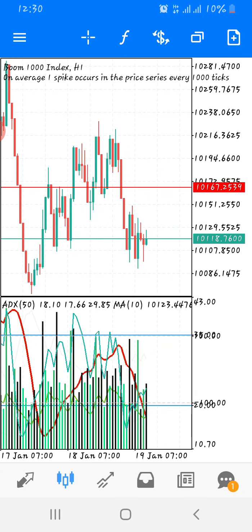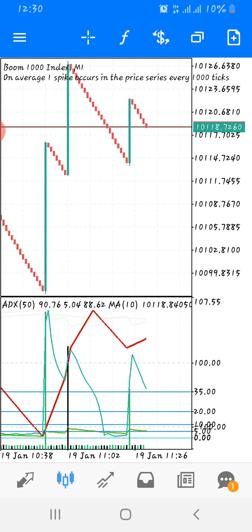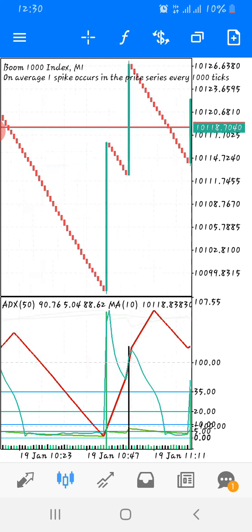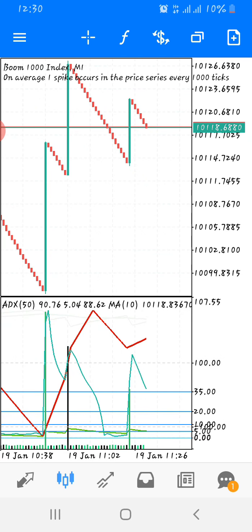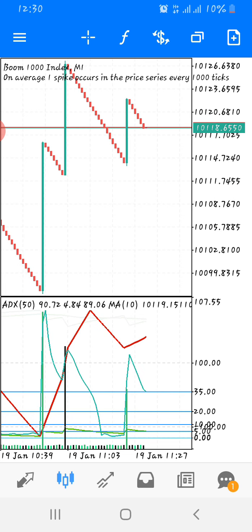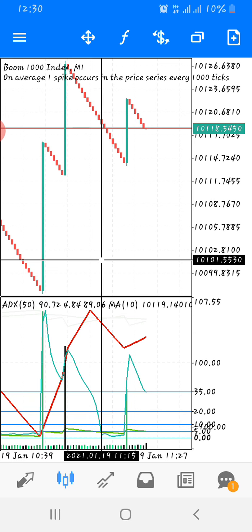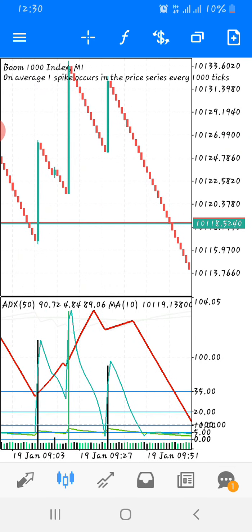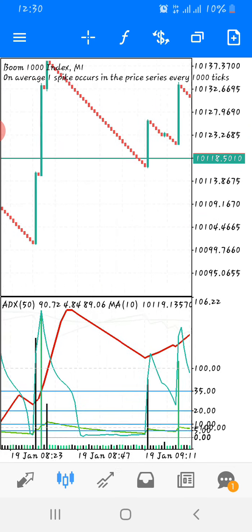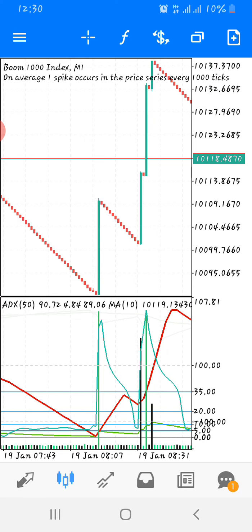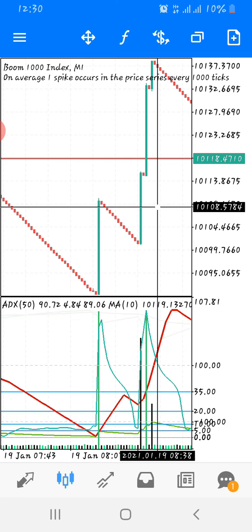So guys, I want to show you this Boom. At this point, Boom is not giving us any reason to get ready to catch a spike. It's not giving us any spike because the red moving average crossing below indicates a spike.